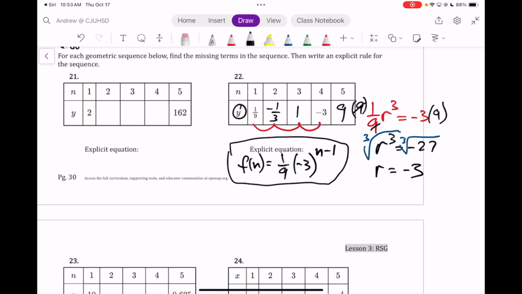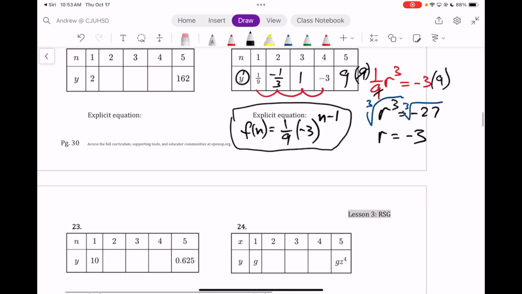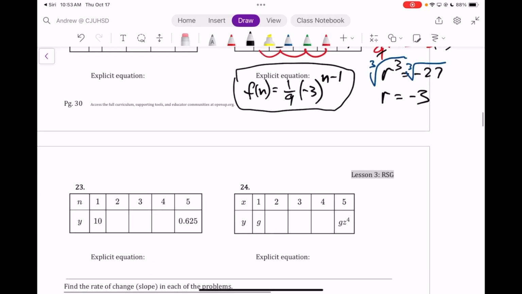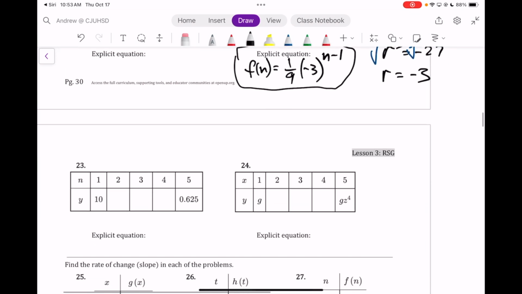Okay, 21 would be very similar. They all would be very similar. We're not going to do those in this video.